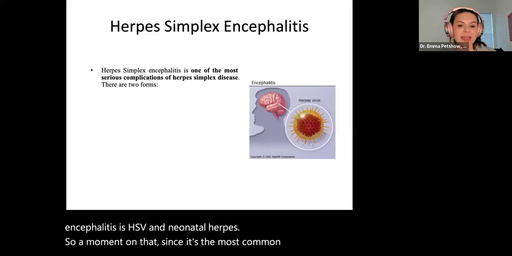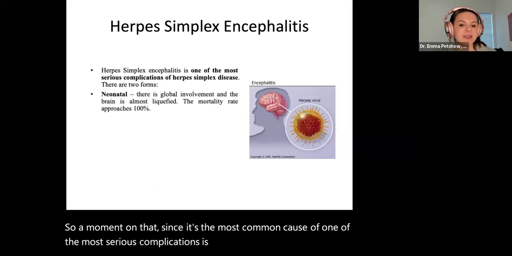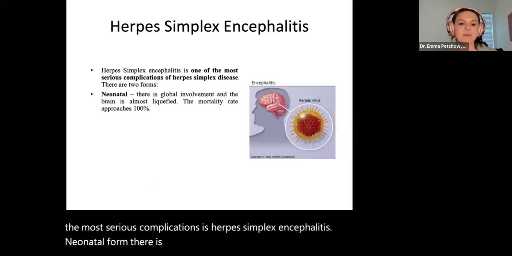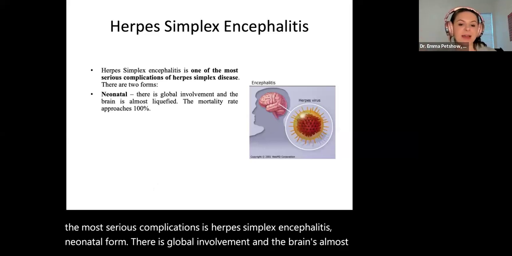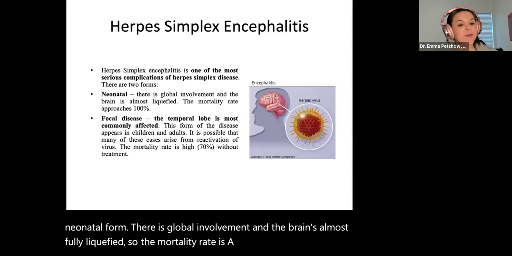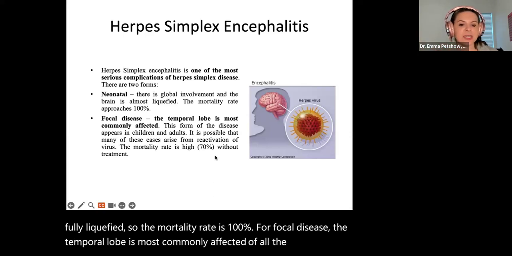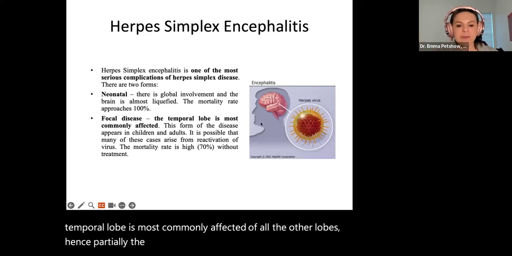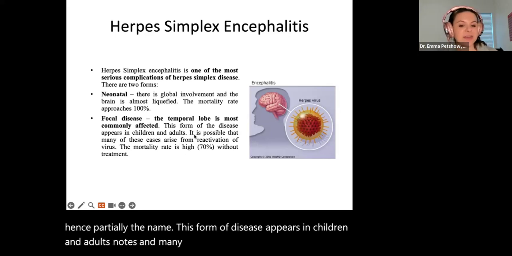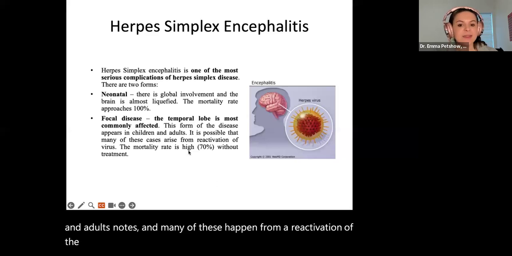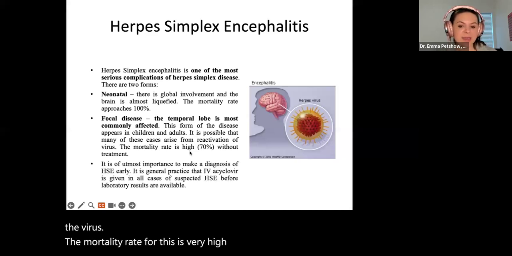One of the most serious complications is herpes simplex encephalitis. In the neonatal form, there is global involvement and the brain's almost fully liquefied, so the mortality rate is 100%. For focal disease, the temporal lobe is most commonly affected of all the other lobes, hence partially the name. This form of the disease appears in children and adults, not neonates, and many of these happen from a reactivation of the virus. The mortality rate for this is very high, about 70% without treatment.